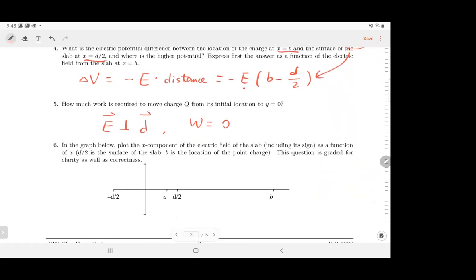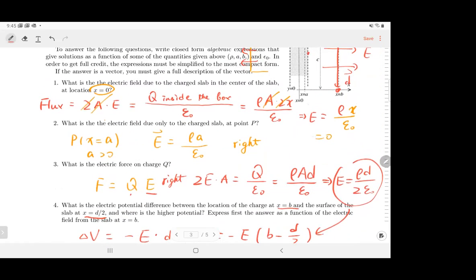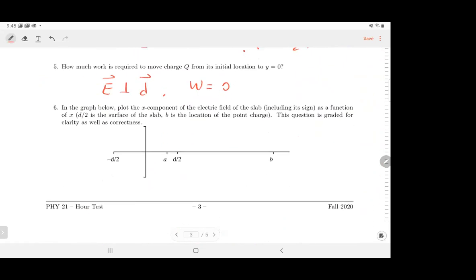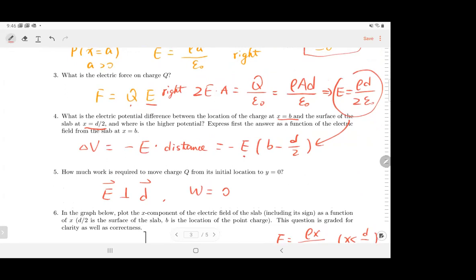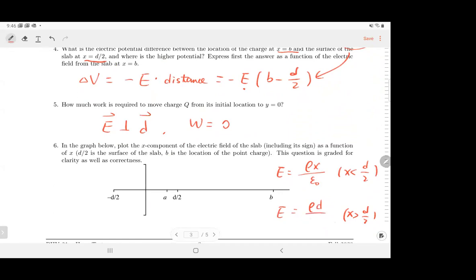Number six, in the graph below, plot the x component of the electric field of the slab. And we have the expression of the electric field. Inside the slab, the expression is rho x over epsilon naught. Okay, this is E when x is smaller than d over 2. When x is larger than d over 2, the electric field is a constant we have here, rho d over 2 epsilon naught.